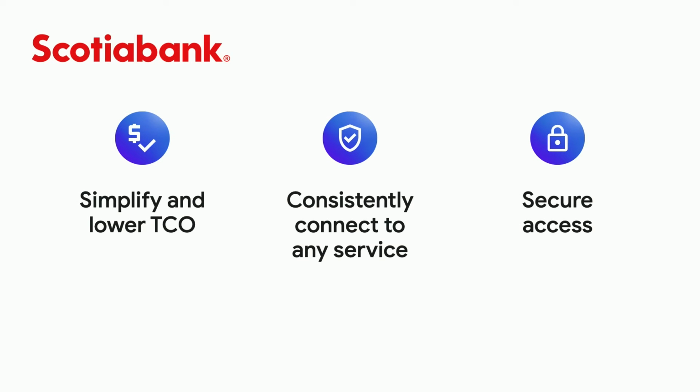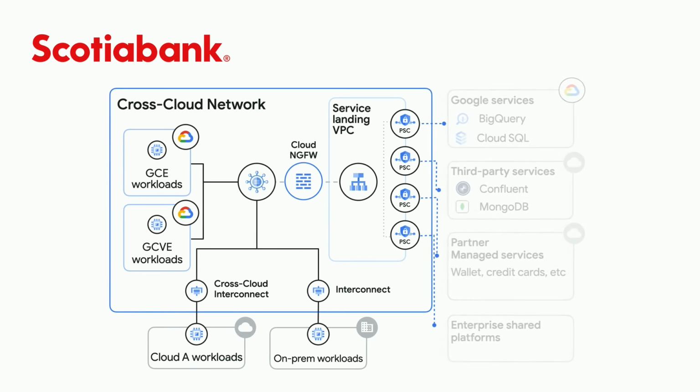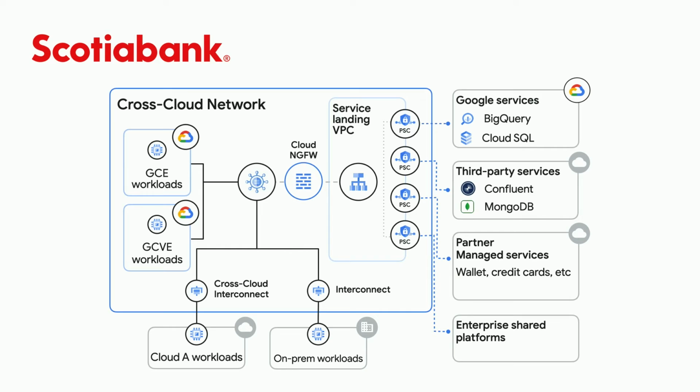Scotiabank was looking at, how do I connect to any of these services and workloads securely and lower my costs, simplify my life? With cross-cloud network, they interconnect from on-prem. They do cross-cloud interconnect to connect the other clouds. They use our cloud next-generation firewall. And we've created this new notion of a service landing VPC. The easiest way to think about this is we've had a capability with Private Service Connect. Think of it as a proxy service in front of our own services, like BigQuery and Cloud SQL.